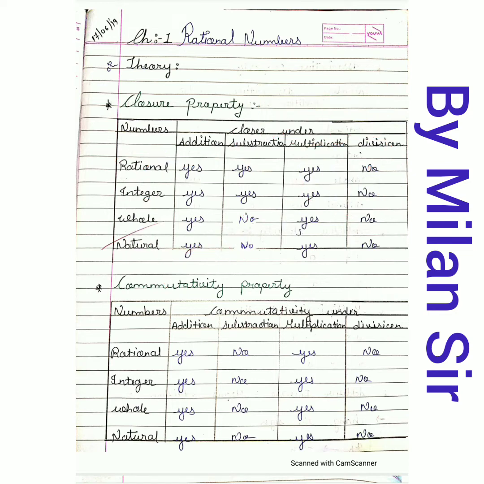Then for multiplication. Multiplication is always commutative for all types of numbers, whatever type is given. That means for rational, integer, whole and natural numbers. So multiplication is commutative for all these four types of numbers.